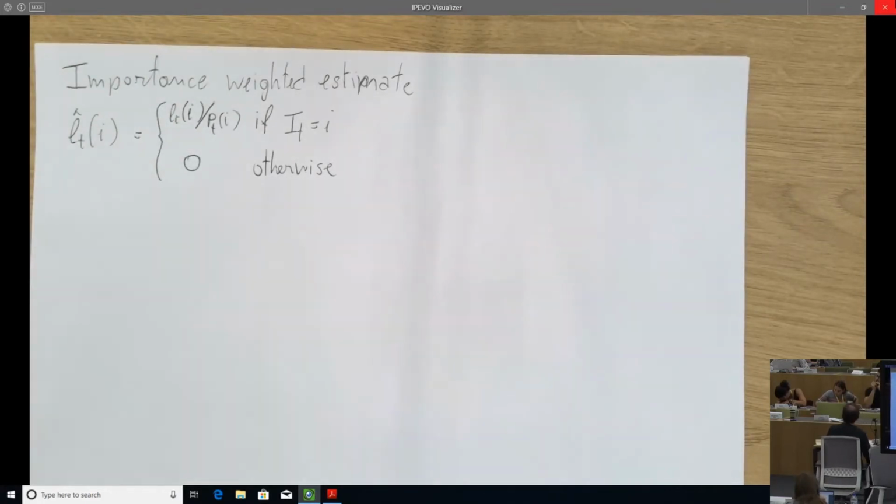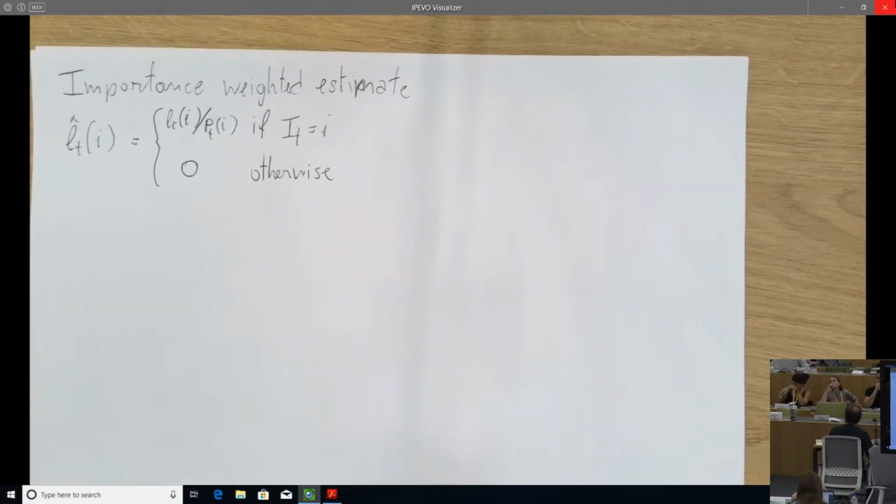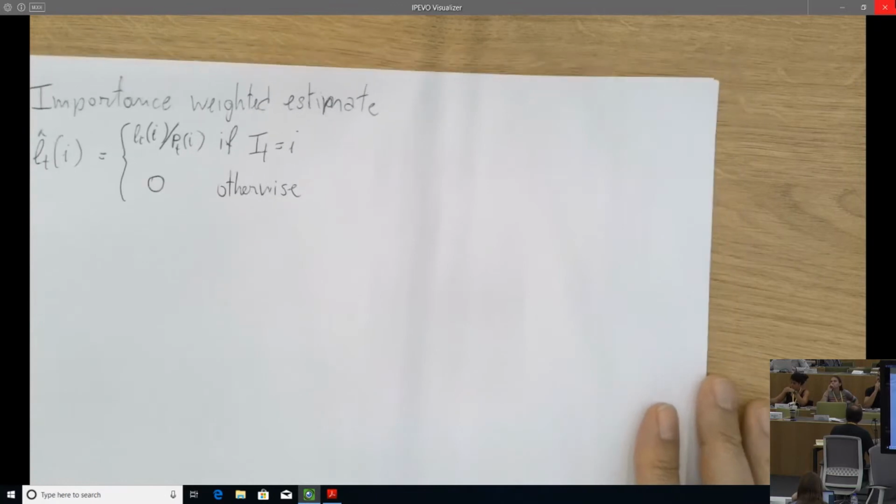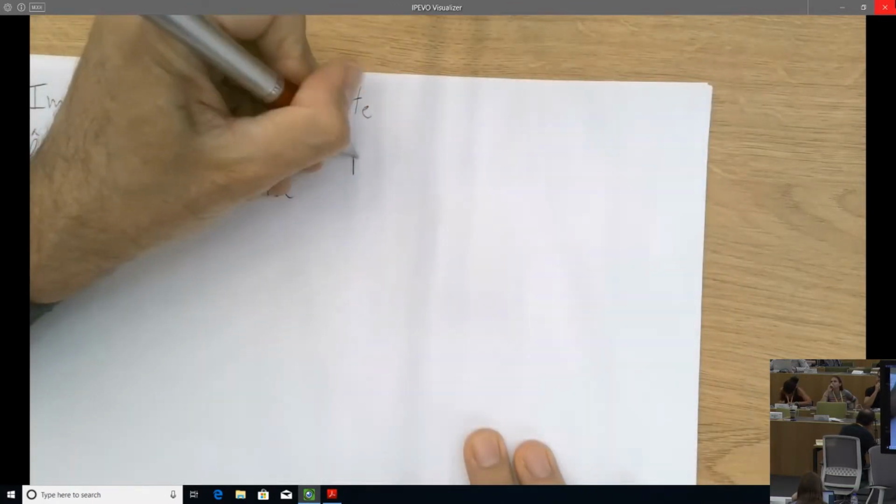Right. So since I divide by the probability, I'm making the loss bigger, right? And this should compensate the fact that whenever I don't observe it, I make it smaller, because 0 is the smallest possible loss.